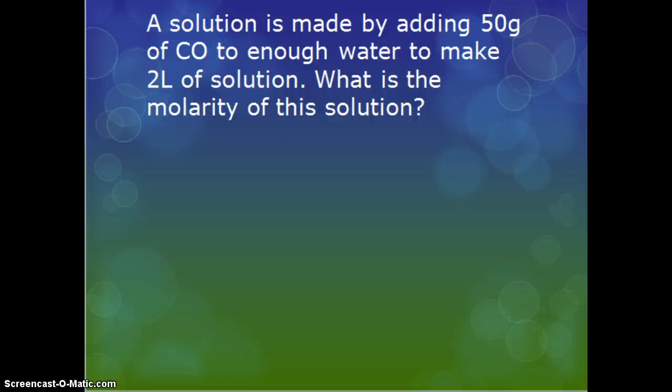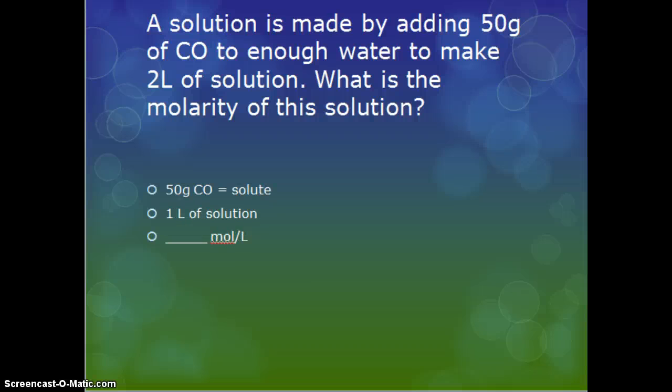A solution is made by adding 50 grams of carbon monoxide to enough water to make 2 liters of solution. What is the molarity of the solution? So first thing, write down everything you know and write down the unit you are solving for at the end. So we know 50 grams of carbon monoxide is a solute. We know we have 1 liter of solution. And what are we solving for? Molarity.